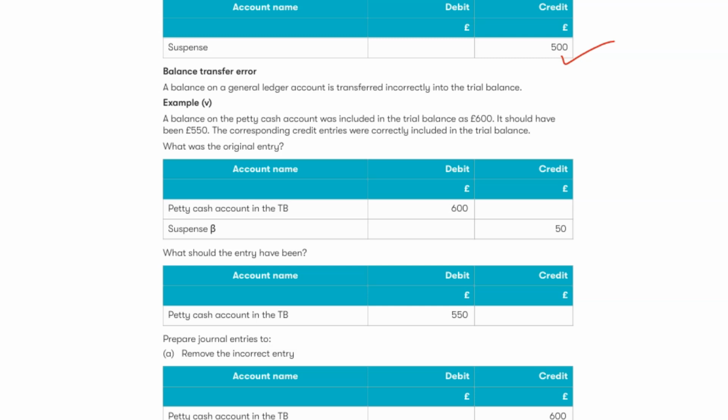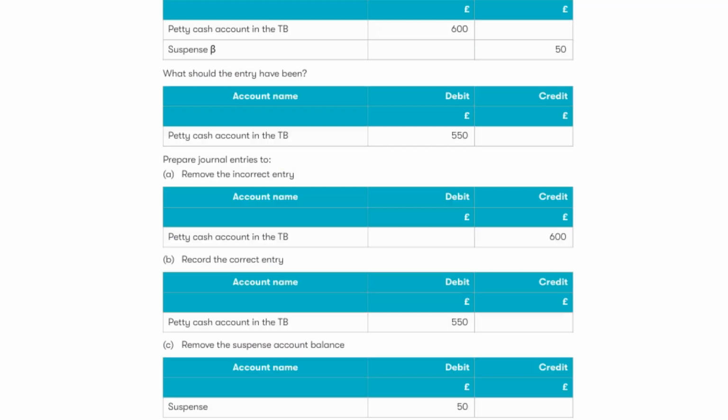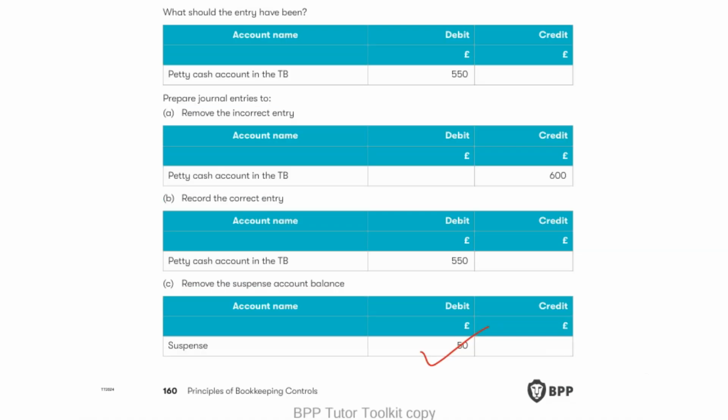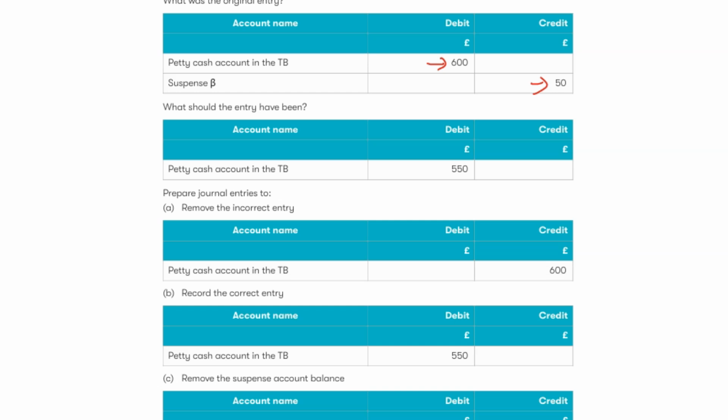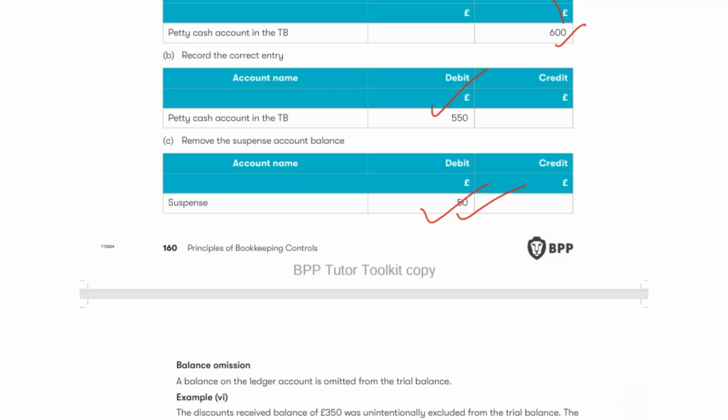Petty cash balance was included in the trial balance as 600. It should have been 550, shouldn't it? So it should go down. Petty cash is usually a debit, so make it credit. Petty cash credit, suspense debit, by 50. Can you see it? Yeah, suspense debit. So what did you do? We showed 600, whereas it should have been down by 50, which goes to suspense, and the entry should have been 550 debit. So we are removing 600 and putting 550, leading to 50 debit suspense.